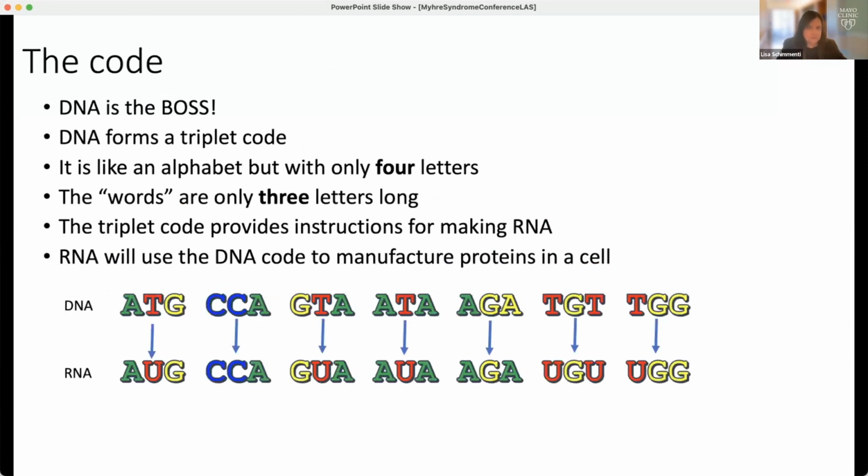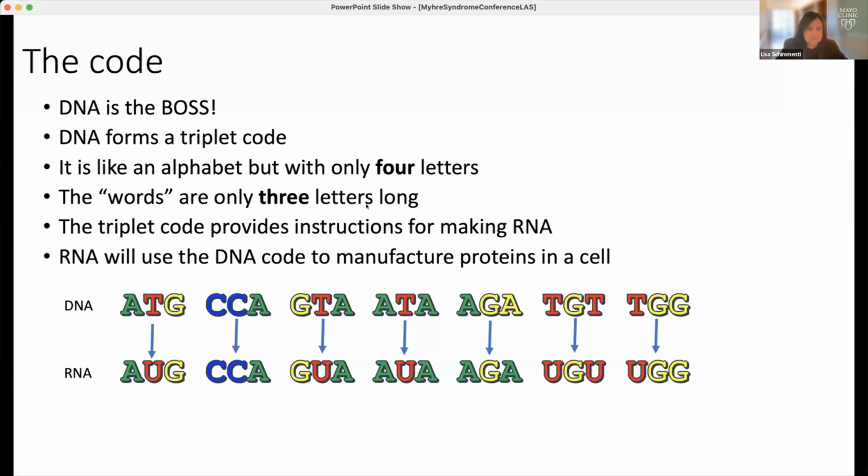DNA holds the code. And it's a triplet code. And it's essentially like an alphabet that only has 4 letters. All the words in this alphabet are only 3 letters long. And so this triplet code provides instructions for the cell to make RNA. And RNA is the messenger. So if you think about DNA as the boss, it now talks to RNA and says, hey, RNA, your job is to now take my information that I'm giving you and then go somewhere in the cell and make a protein.